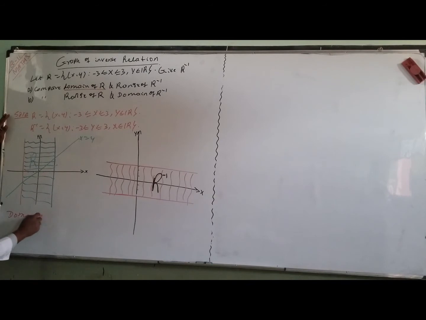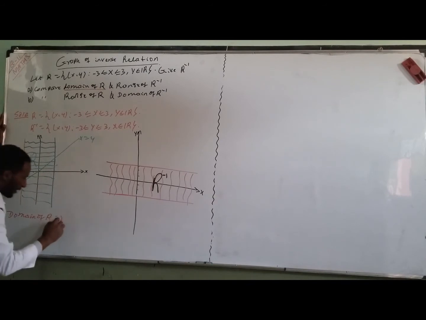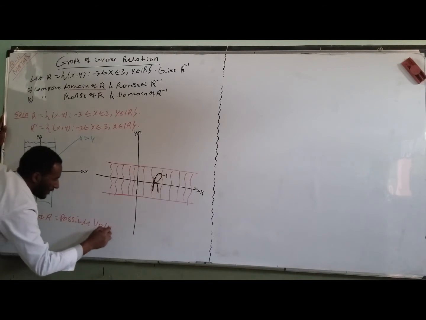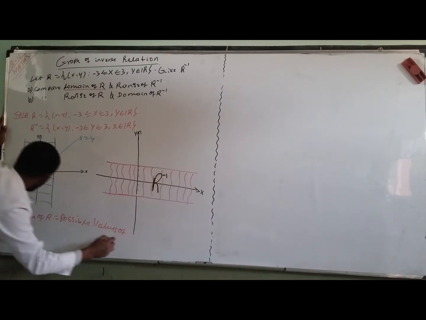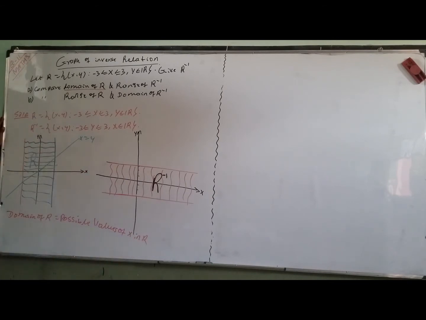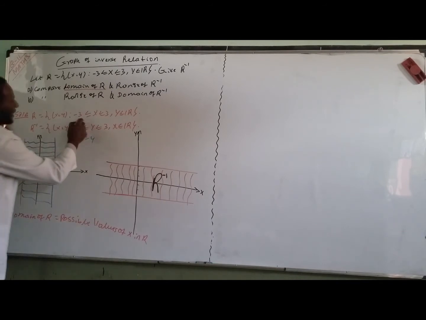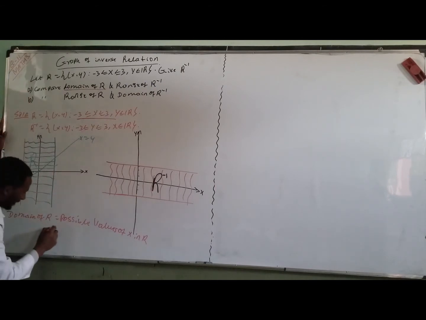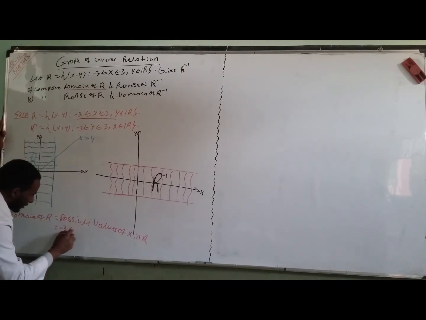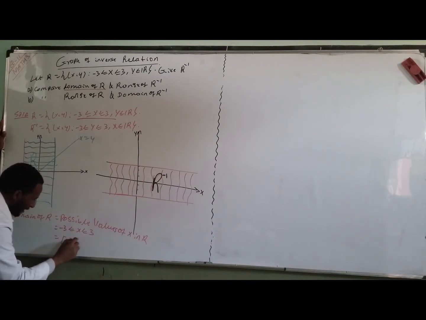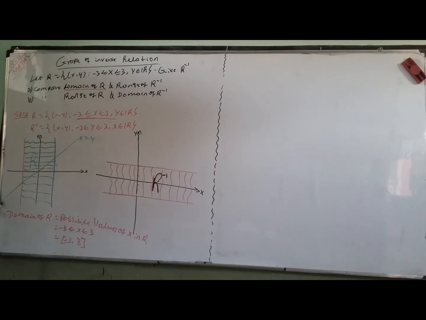Domain of R means the possible values of x in R. Possible value of x in R means, since our relation R is given here, the possible value of x is between negative 3 and 3, negative 3 less than or equal to x less than or equal to 3, that means it is between negative 3 and 3. This is the domain of R.